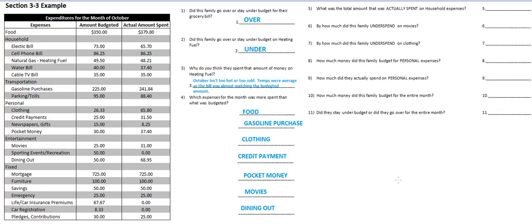What was the total amount that was actually spent on household expenses? Well, with this one, gang, we have to actually do some math. I know I'm going to be writing it kind of small, but hopefully you'll be able to see it. So what was the actual amount spent on household expenses? Well, we're going to take $65.70. That was from the electric bill. Cell phone bill was $86.25. And then natural gas was $48.21. Then it was $37.40 and $35.